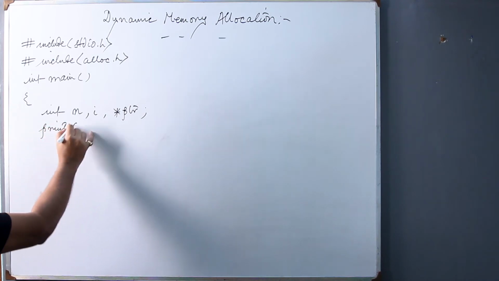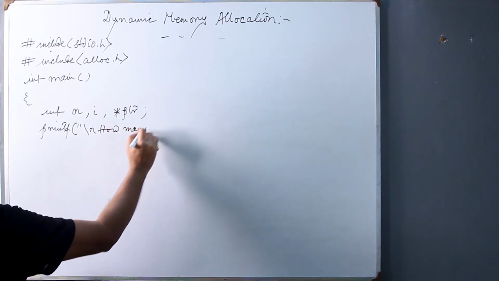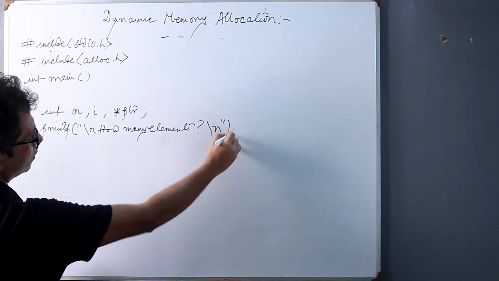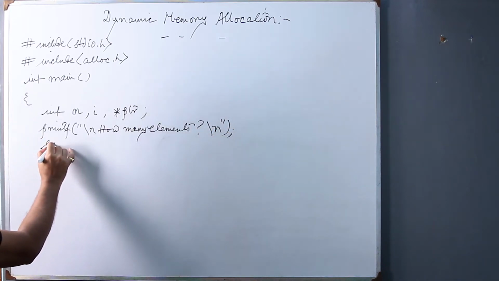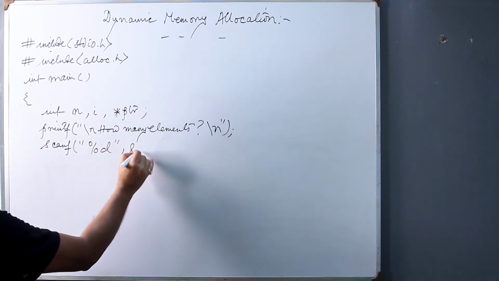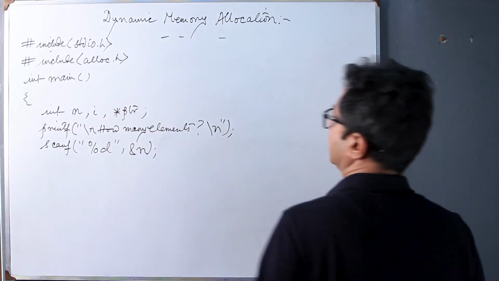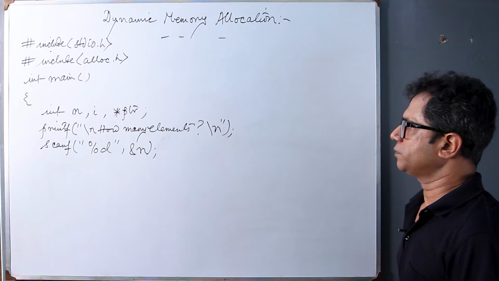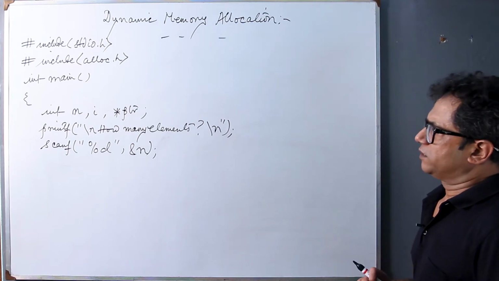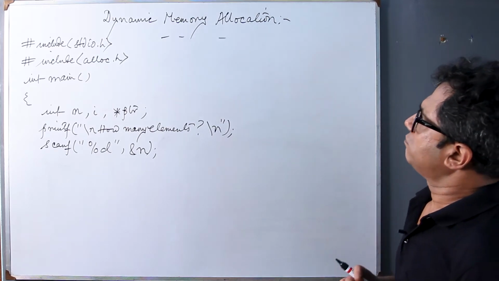Now we will write printf("how many elements\n"), and the user will give input with scanf("%d", &n). So, this is the number of elements supplied by the user from the standard input device. Now, we are going to take the variables one by one into the dynamically allocated memory.